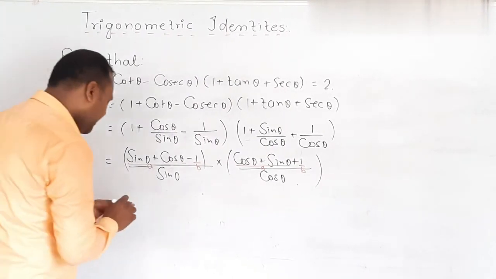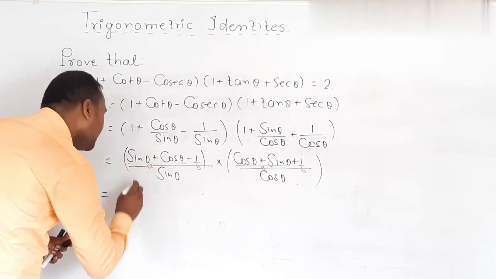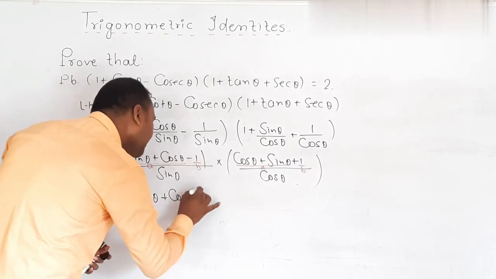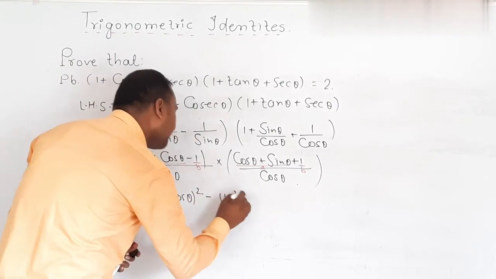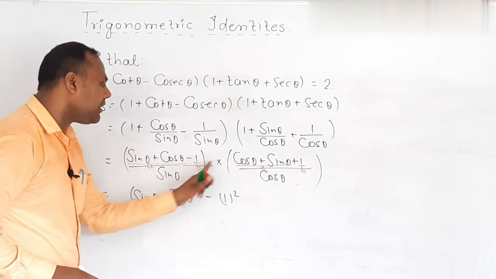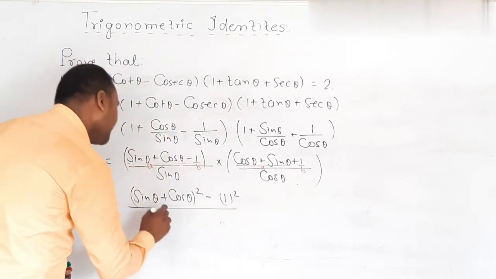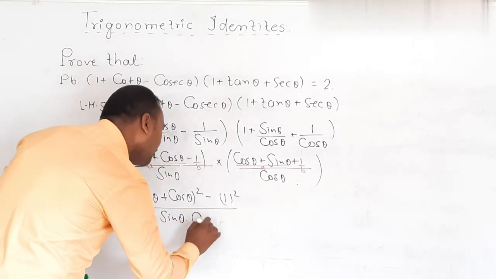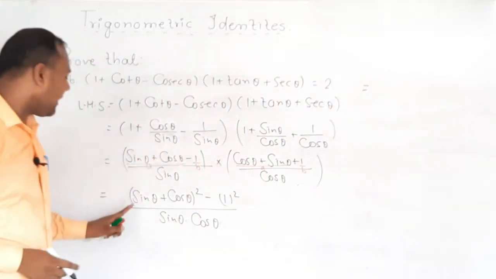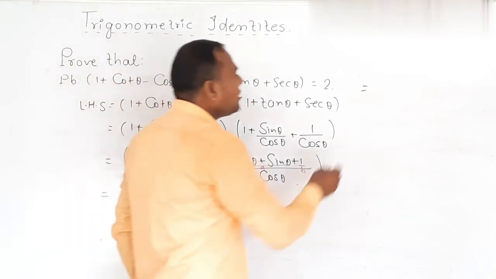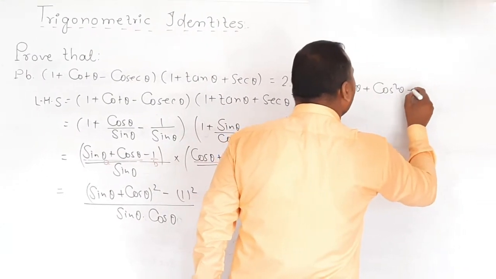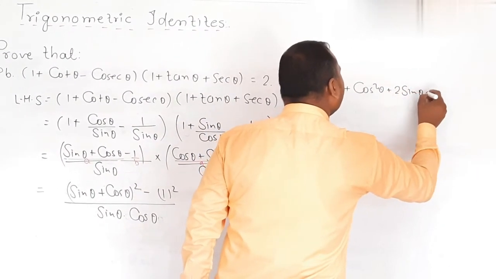Sorry, that means sin theta plus cos theta the whole square minus 1 the whole square. That means this whole part is A, that means A the whole square minus B the whole square, divided by sin theta into cos theta. Now, after breaking the square, that means sin square theta plus cos square theta plus 2 sin theta into cos theta.